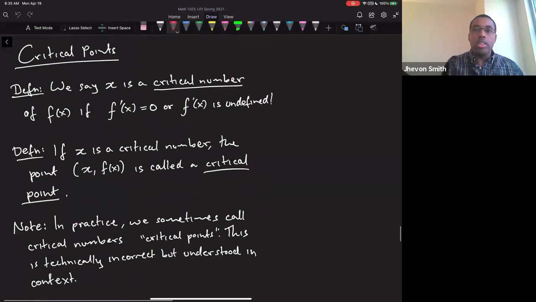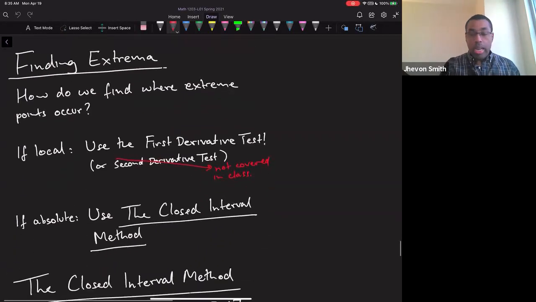This led us to the notion of a critical point, where we say, all right, the possible candidates for maximums or minimums are where the derivative is zero or undefined. And we just have to check it because we don't know for sure. Now, when it comes to finding extrema, we already know how to find the local ones via the first derivative test. So that's not going to change.